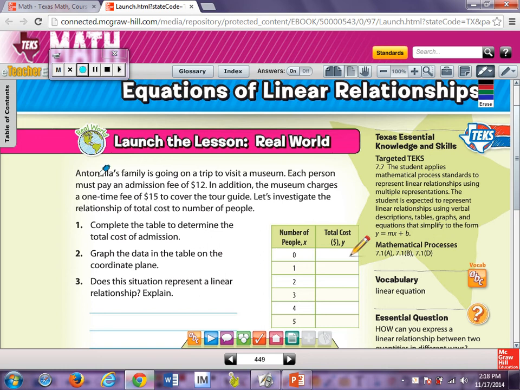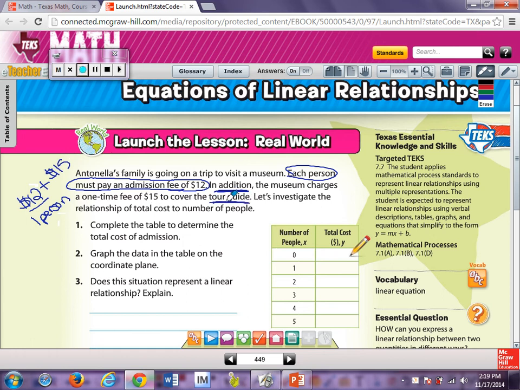First of all, we know that when going to this museum, each person must pay $12. So $12 per person. And actually, I'll make a little note over here. It's $12 per person. So there's our unit rate. Plus, because it even says in addition, which means we're going to be adding on top of that, the museum charges a one-time fee of $15. So we're paying $12 for every person plus $15 just for the tour guide.